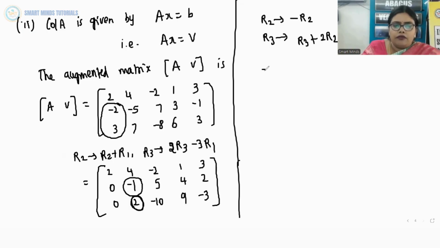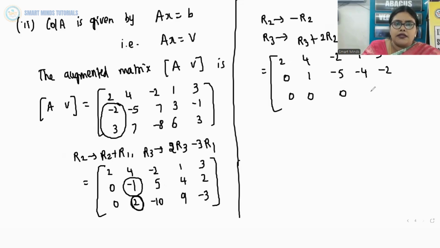Okay, so that will give you, first row we are not changing, 2, 4, minus 2, 1, 3. And then here you have a 0, 1, minus 5, minus 4, minus 2. And here R3 plus 2R2, so this is 0, 2 plus 2 is 0, minus 10 plus 10 is 0. Then 9 plus 8 is 17. Then minus 3 plus 4 is 1.